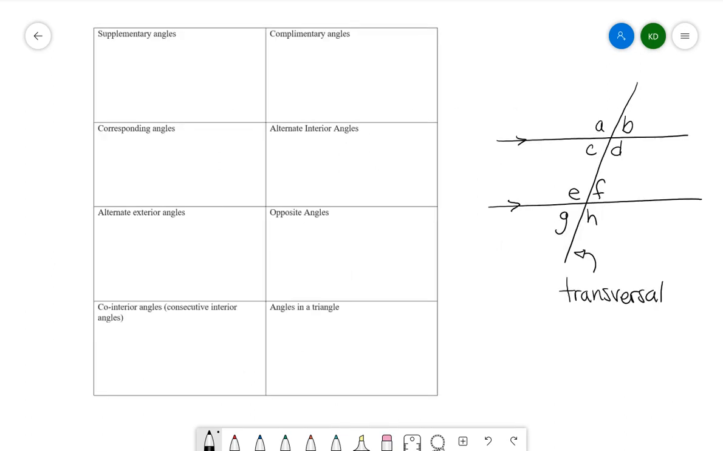All right, first let's talk about some definitions. On the right side, I have a set of parallel lines being cut with a transversal. I've decided to label all of the angles with lowercase letters so that we can refer to them when we're going through these definitions. First thing that we need to start with is supplementary angles. Supplementary angles are angles that have a sum of 180 degrees.